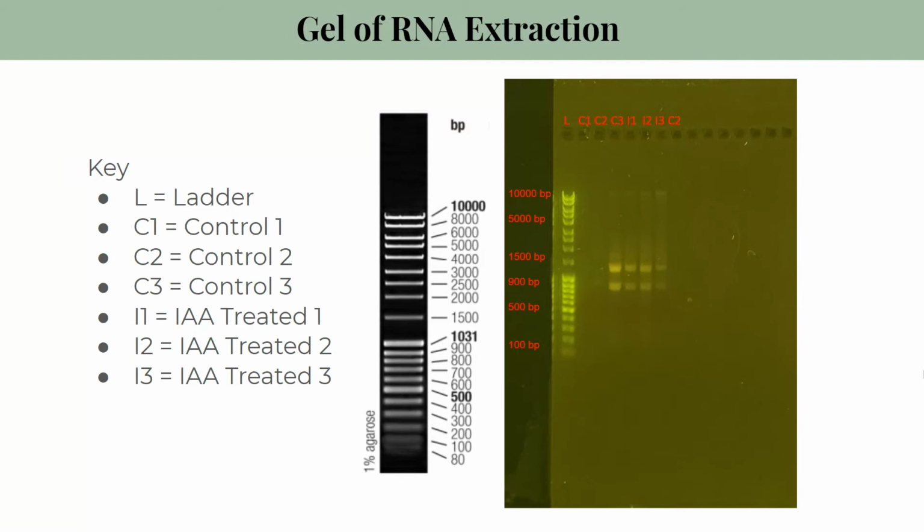So from the RNA extraction, we can see from the gel that there are bands at 1400 base pairs and 800 base pairs. Those are believed to be rRNA, which are the 25S and 18S subunits.